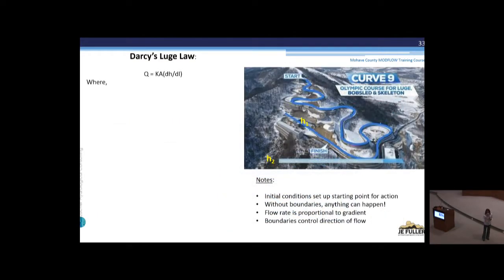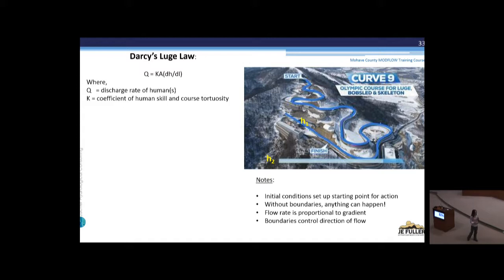So we'll write Darcy's luge law now. Redoing our little earlier lesson on groundwater flow. This is luge flow. It's basically the same principle. We have a discharge, area and coefficient of proportionality, and a gradient. So Q is the discharge rate of human beings out the bottom end here. They start here, they go down here, they discharge out the end.